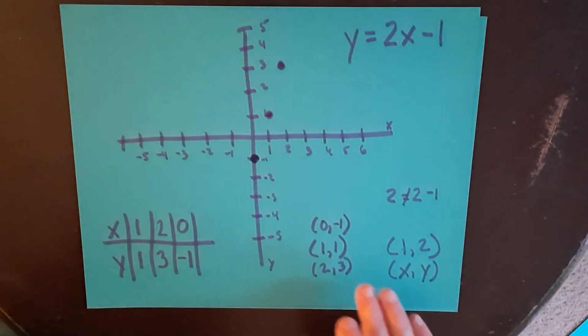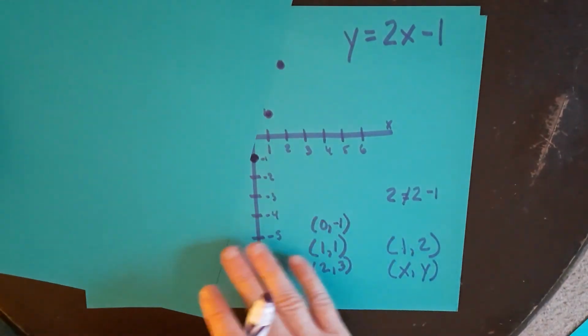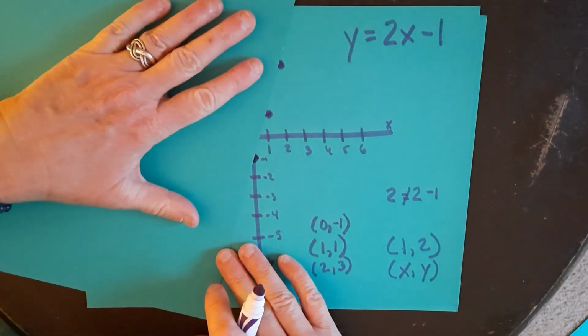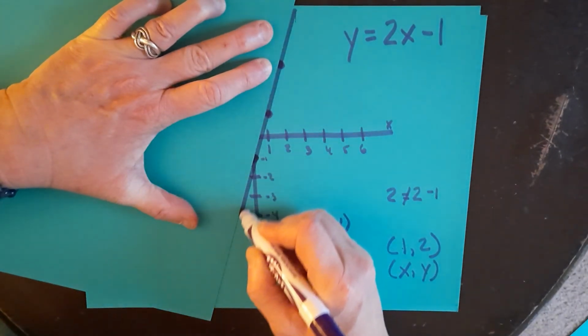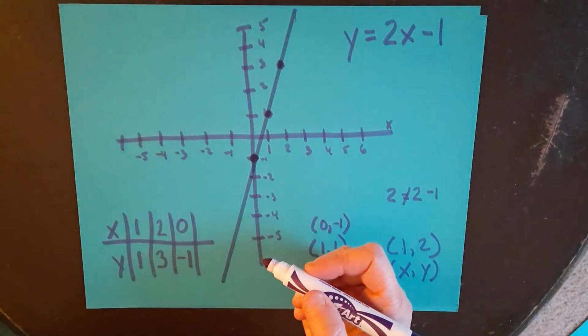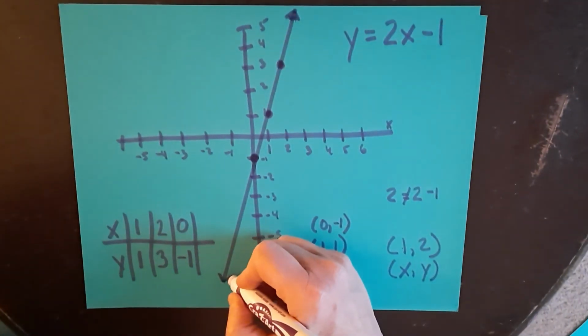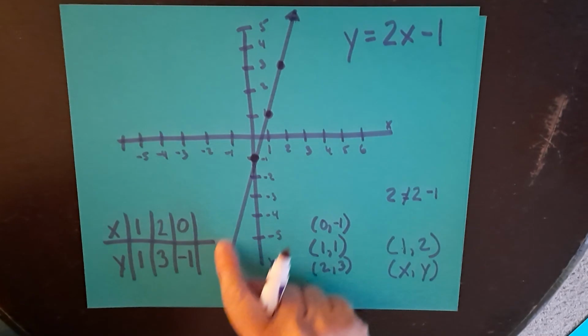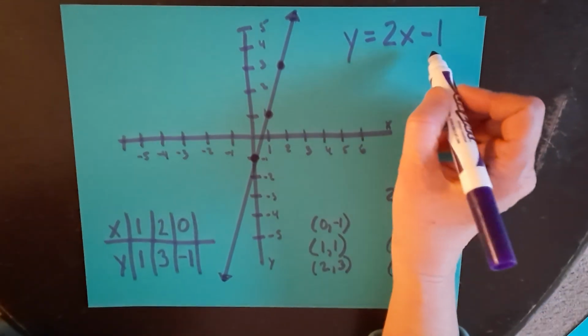Now I forgot to bring my ruler down. It's nice to be able to use a ruler and make it very neat. So you see how these 3 points line up? I'm going to use this piece of paper and see if that will work for a ruler. We're going to draw the line that contains those 3 points. And we'll put the arrows on it to show that it goes on forever. This line right here is the graph of y equals 2x minus 1.